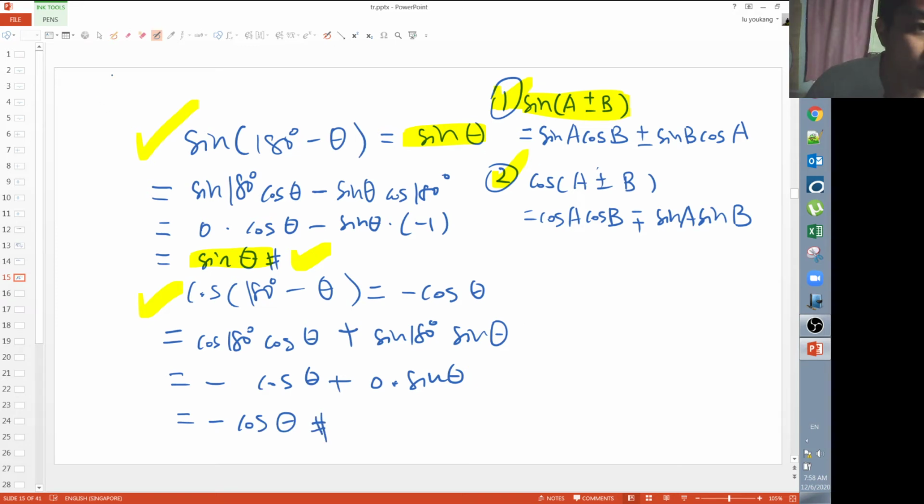Compare your answer after going through formula 2 to the answer here, and you get the same answers. So I have proven to you how you can make use of formula 1 and formula 2 to figure out sine bracket 180 degrees minus theta and cosine bracket 180 minus theta. With this, let me move on.